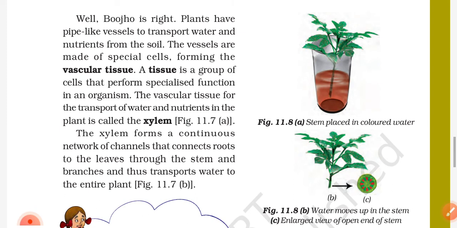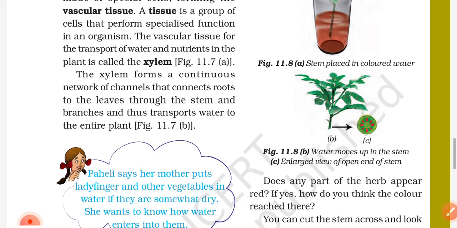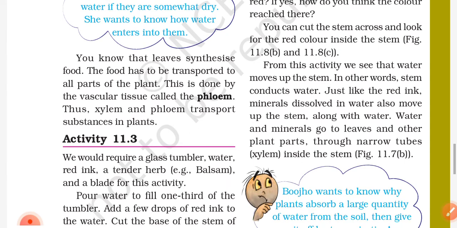11.8a stems placed in colored water. 11.8b water moves up in the stems and see enlarged view of open end of the stem. From this activity we see that water moves up the stems. In other words, a stem conducts water. Just like the red ink, minerals dissolved in water also move up the stem along with water. Water and minerals go to the leaves and other plant parts through narrow tubes, xylem, inside the stems.